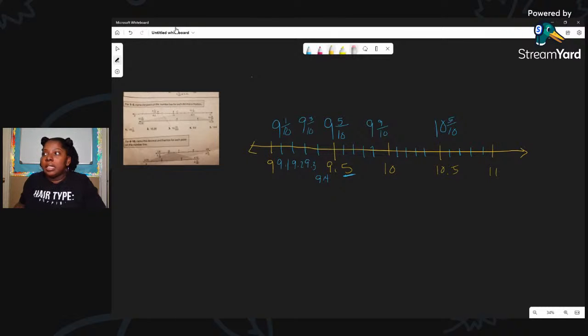So here's the question. 10 and 1 tenths. They want you to name the point on the number line for each decimal, right? So we have 10 and 1 tenths. Again, if this is 10 and 5 tenths right here, well, this is 4 tenths. This is 3 tenths. This is 2 tenths, and this is 1 tenth. So right here would be 10 and 1 tenth.